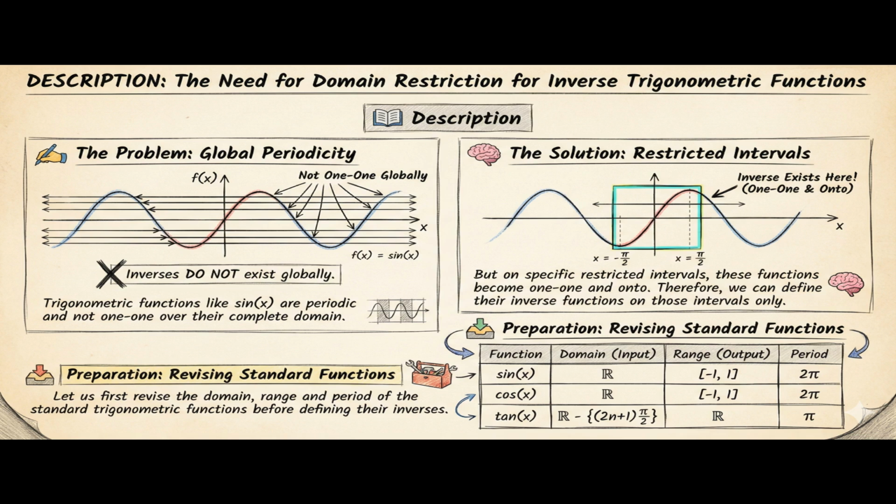Period is 2 pi. For tan x, domain is R minus (2n plus 1) times pi by 2, where n belongs to set of integers. Range is R. Period is pi. For cot x, domain is R minus n pi, where n belongs to set of integers. Range is R. Period is pi.